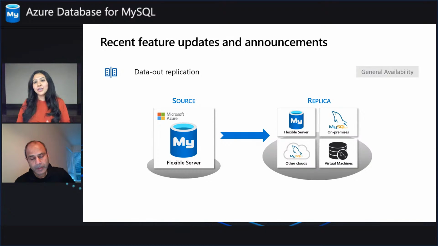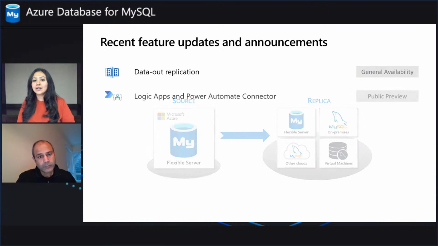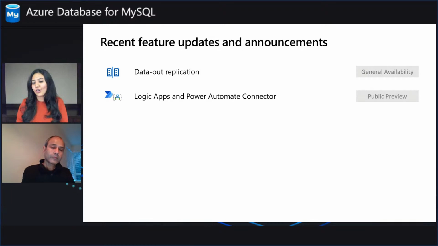So you can perform near zero downtime migrations, just like the migrations that we were seeing so far, online migrations from flexible server to literally any other server. So this is essentially avoiding any kind of vendor lock-in with us whatsoever, right? So that was the first feature that went out last month. And the second one is we released a MySQL connector for Logic Apps and Power Automate. The Power Apps connector is also coming soon in the next month.